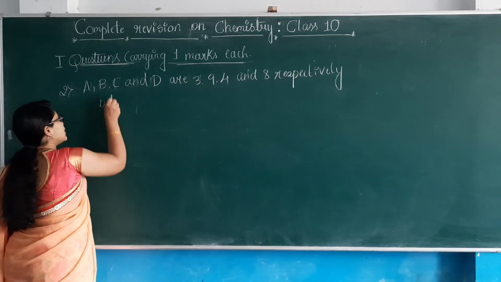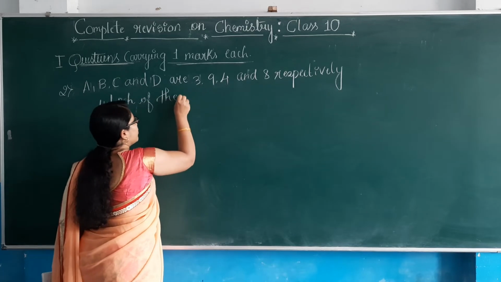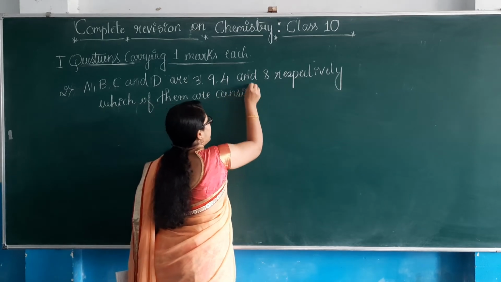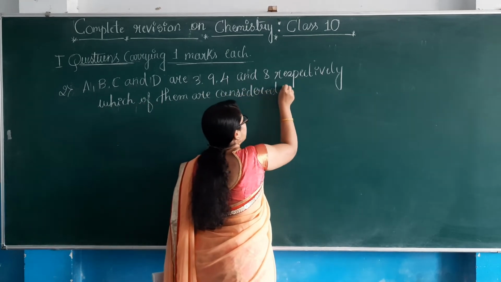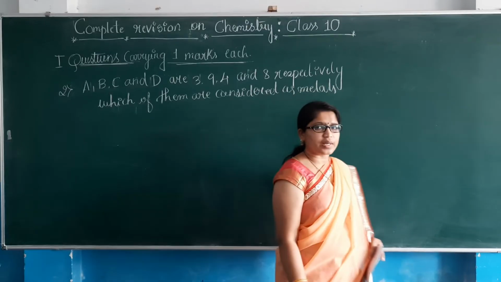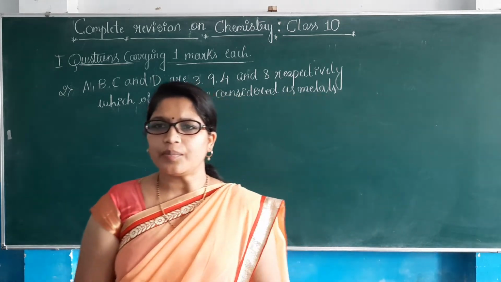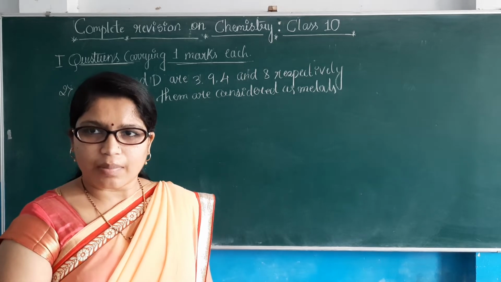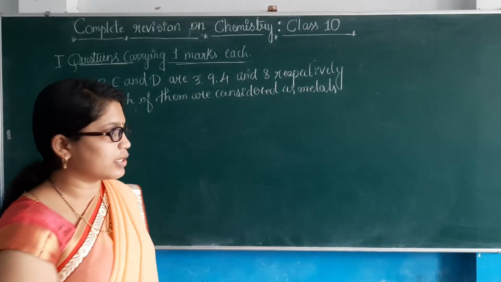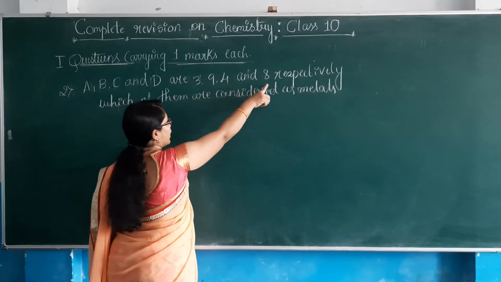Which of them are considered as metals? So very simple question, and such a question can be asked for 1 mark. So what will be the answer you are going to write here? They are given with the atomic number and they are asking which of them are called metals. So I have atomic number 3, atomic number 9, 4 and 8.